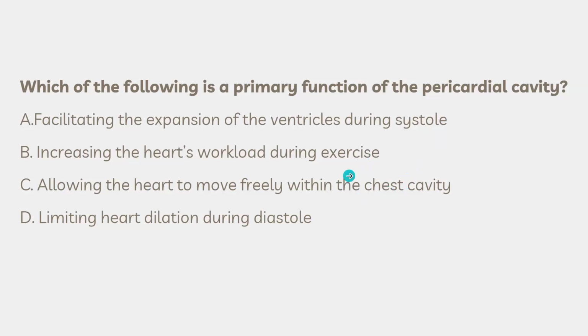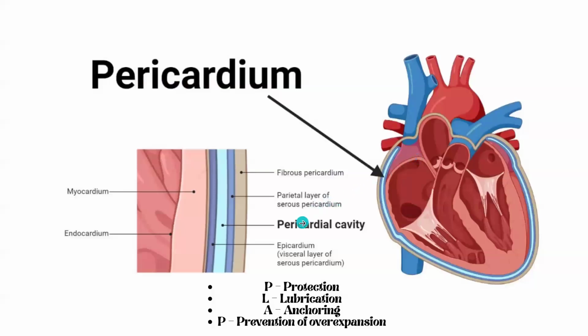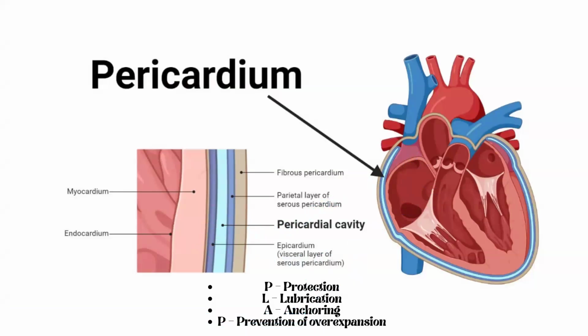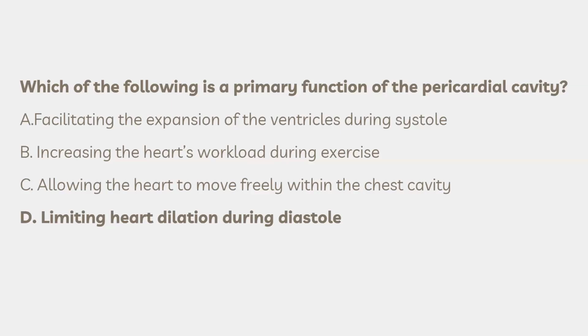So the answer is actually D. The question was just asking which of the following is a function of the pericardial cavity? The pericardial cavity is basically the space between the parietal layer of the pericardium and the visceral layer, sorry. And it's got four different functions. I've made this acronym right here, CLAP, which stands for P for protection, L for lubrication, A for anchoring, and P for prevention of overexpansion. So the answer right here was limiting heart dilation during diastole.